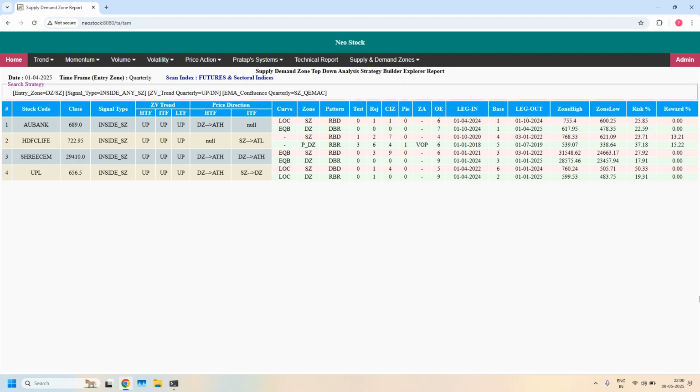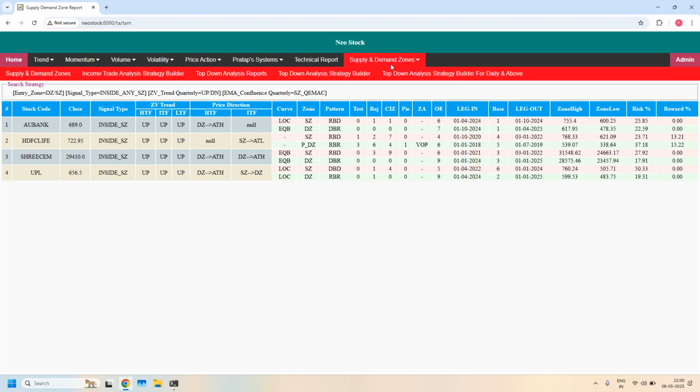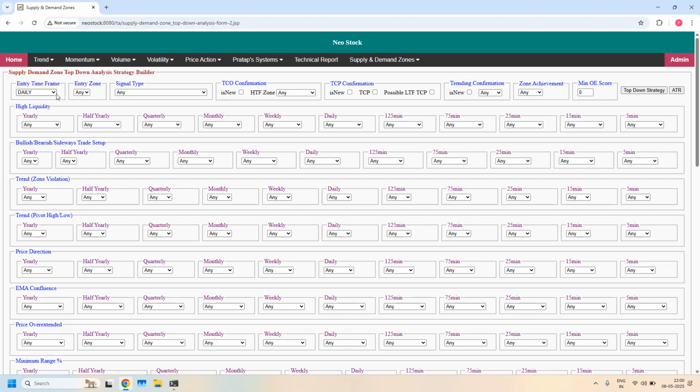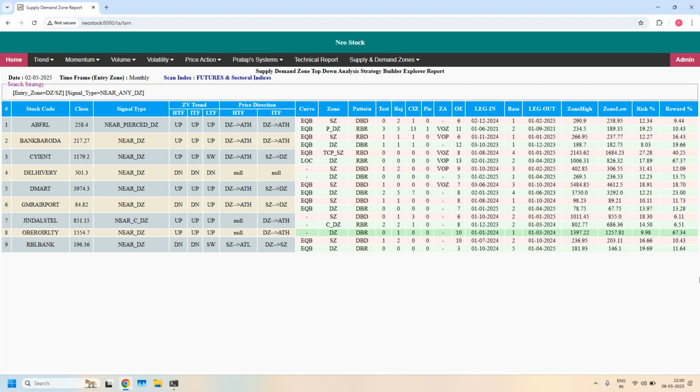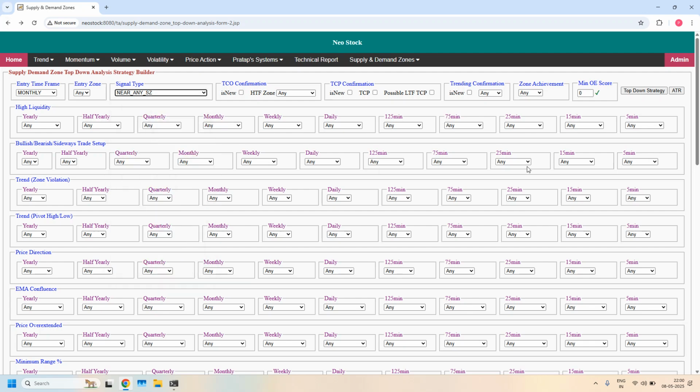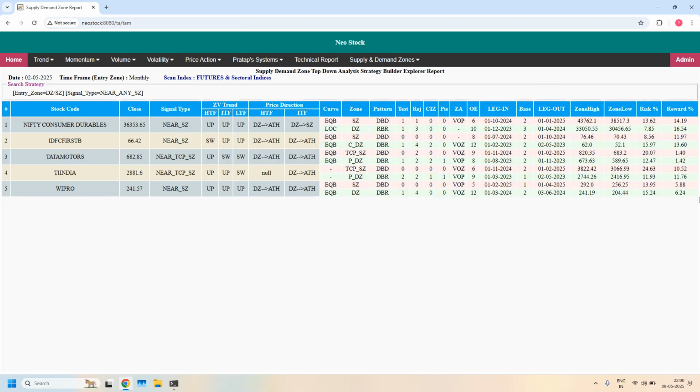See, here the rule is EMA confluence zones might be having better success compared to the normal zones. Okay, this is about quarterly time frame. Next time frame is monthly. Stocks near to the monthly demand zone. We got 9 stocks. Next, stocks near to the monthly supply zone. We got 5 stocks.